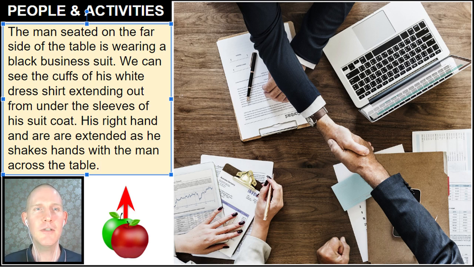Okay, so let's do pronunciation. Repeat after me. The man seated on the far side of the table is wearing a black business suit. We can see the cuffs of his white dress shirt extending out from under the sleeves of his suit coat.